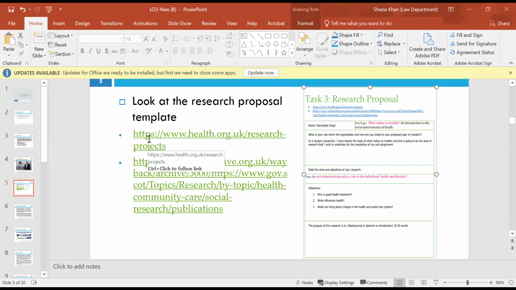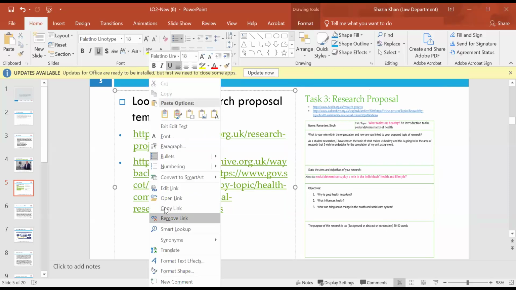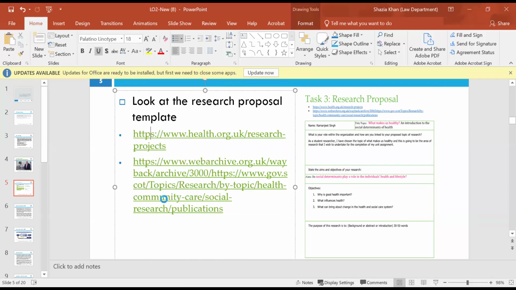Also, there's a link here where you can look at templates for proposals. Let's see if I can open that link. So that link's not right. Maybe the link below. This looks at different research proposals that you could go on to. It's not working at the moment, so have a look at that in your own time. These are research proposal templates, and there are examples as well.